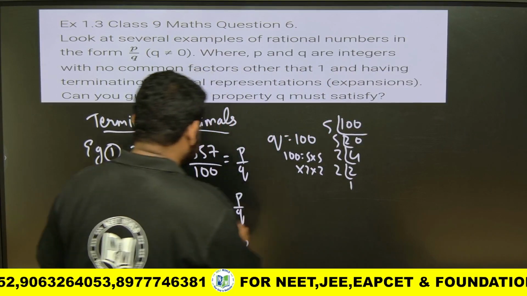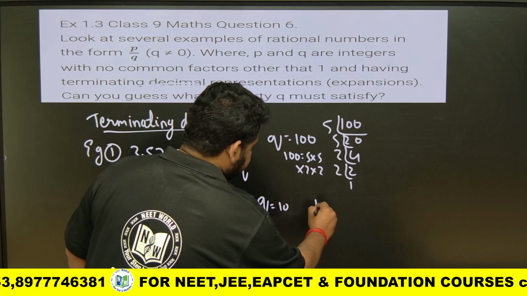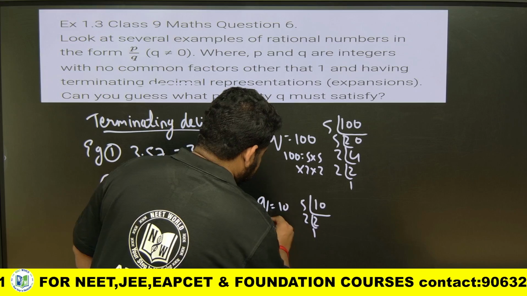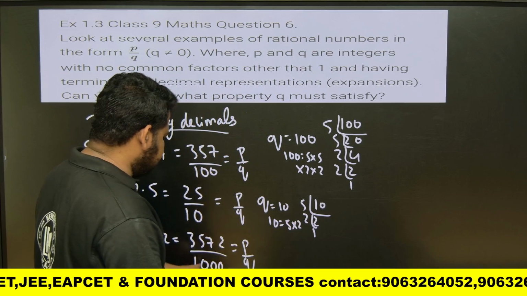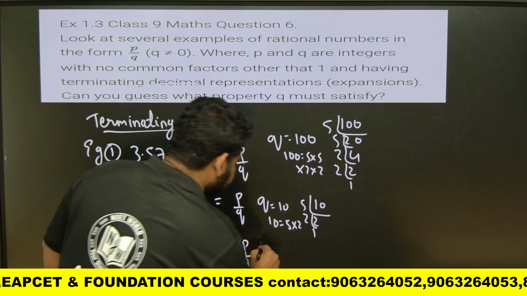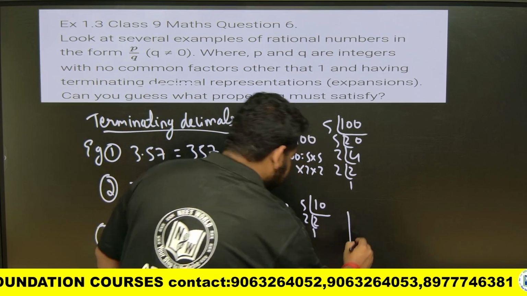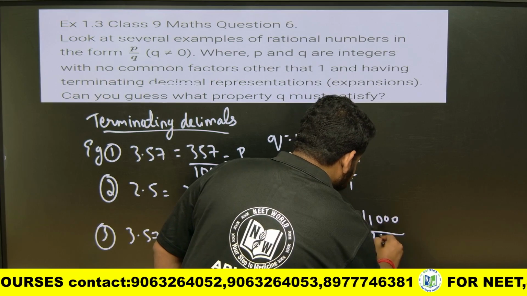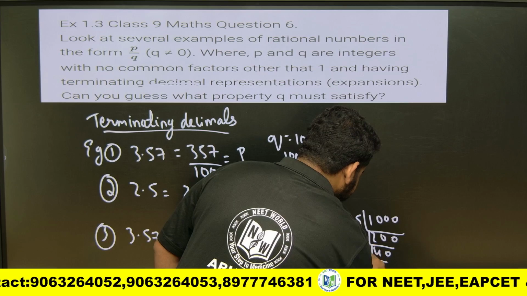Now, suppose I write the same thing. Here Q is 10. If I factorize 10, I can write it as 5 into 2. Similarly, if I factorize this Q, here Q is 1000. If I factorize this 1000, what will I get, friends? 5 2s are 10, 200s are 1000, 5 4s are 20, 5 8s are 40.